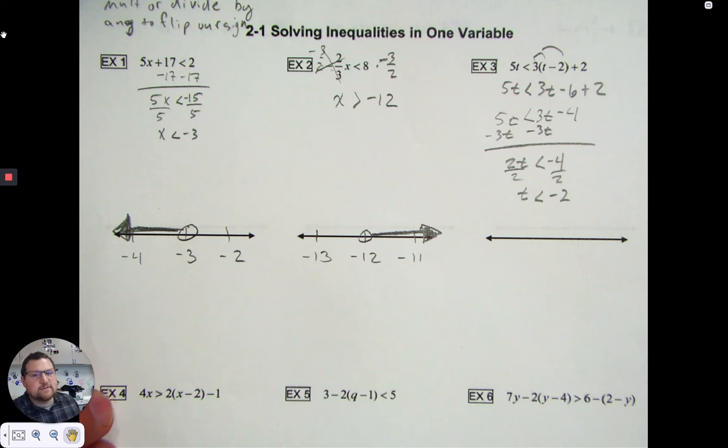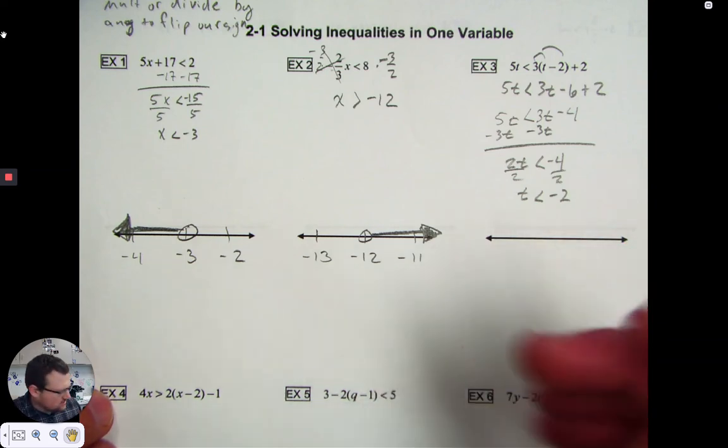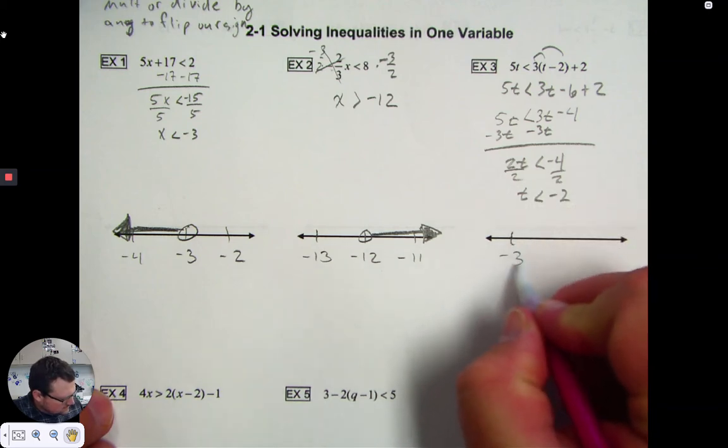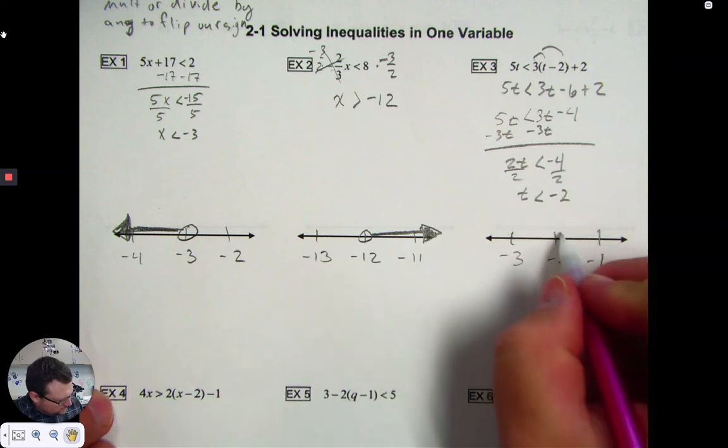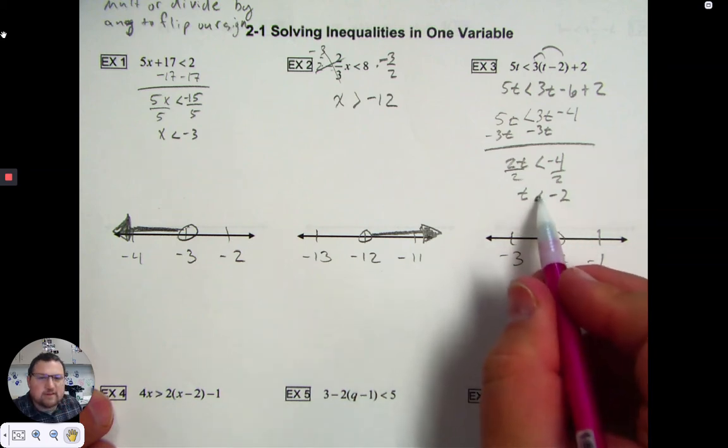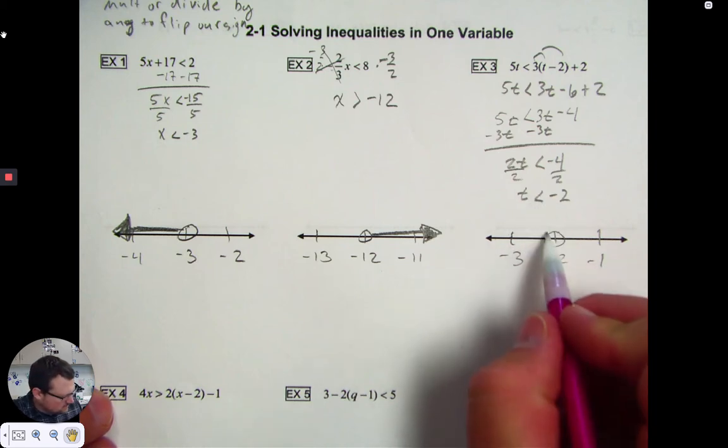So this is right in line with solving single variable equations that we did before. So again, this is negative 3, negative 2, negative 1. We put an open circle at negative 2, and then we're looking for the numbers that are less than negative 2. The numbers that are less than negative 2 go to the left.